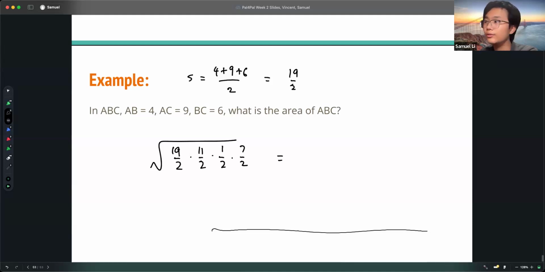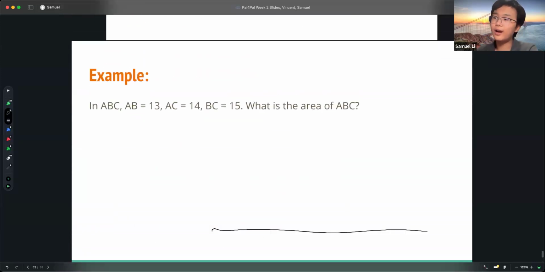That is equal to root 1463 over 4, I think. So you could chug that into your calculator real quick. It should be around 9.562.